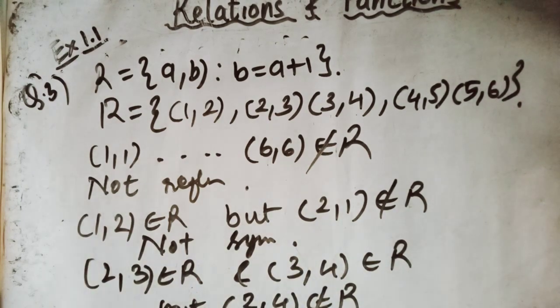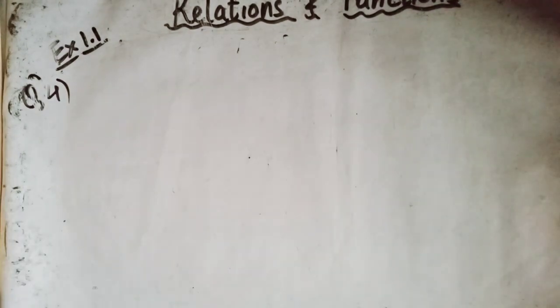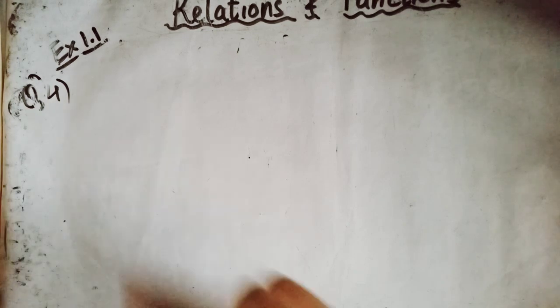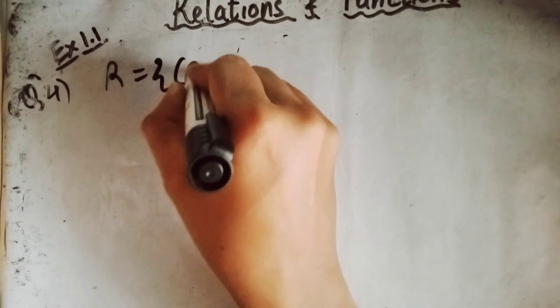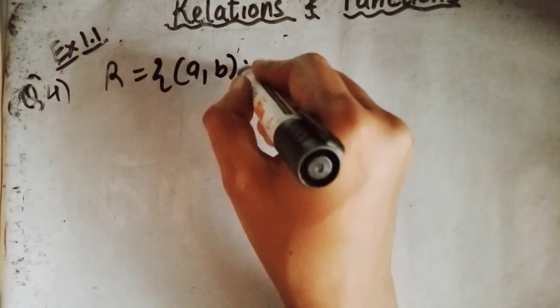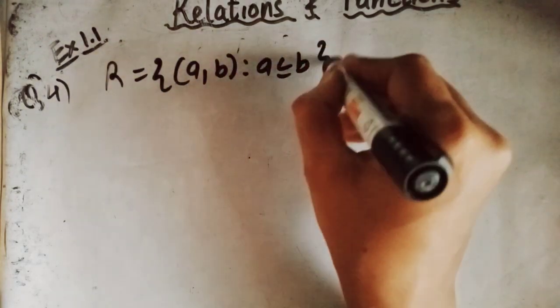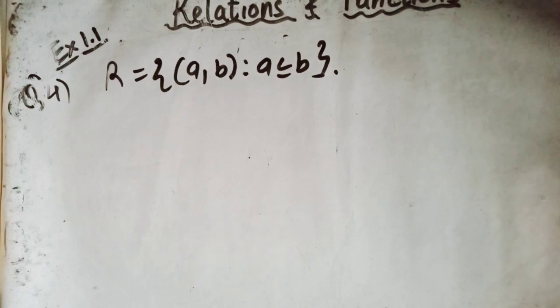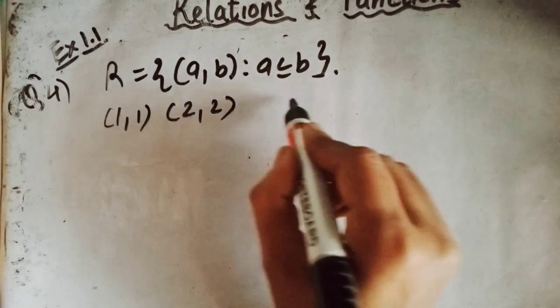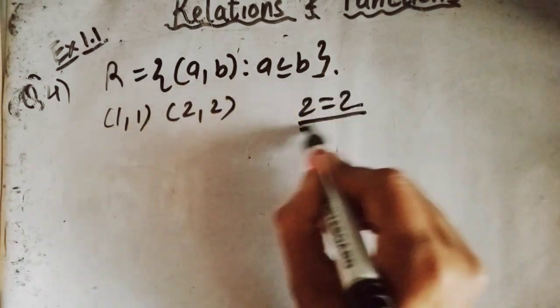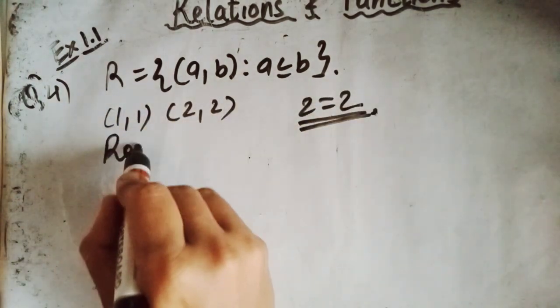Okay, question number 4. R is defined on the set of real numbers, (a, b) such that a is less than or equal to b. Now for reflexivity we know that (1, 1), (2, 2). Now 2 is equal to 2, so the condition is satisfied, so this is reflexive.